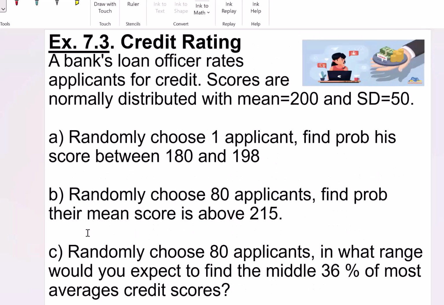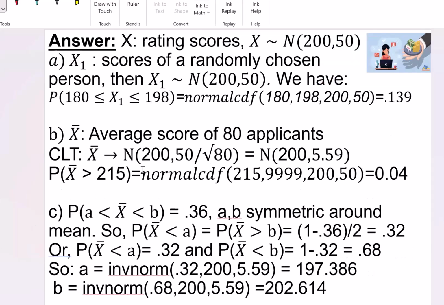Because it asks us to find the probability the mean score is above 215, in this case that is the probability X bar greater than 215. So we just do a normal CDF. In this case, the lower bound will be 215, and for the upper bound, we just put a big number. So in this case, just put 9999.